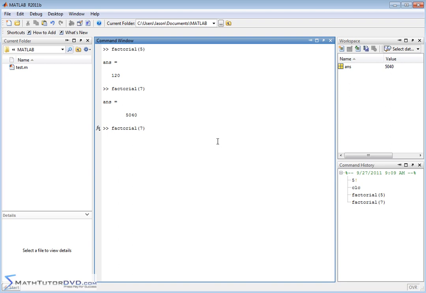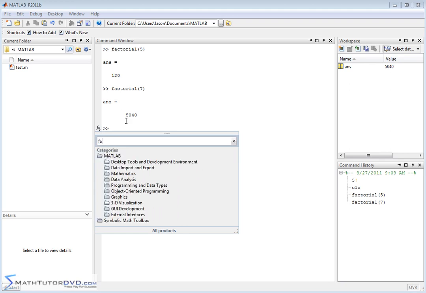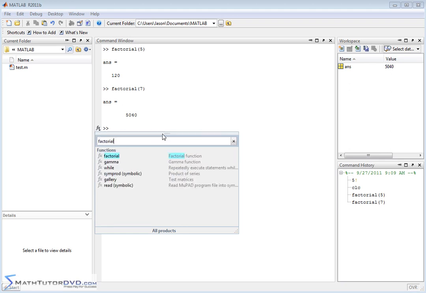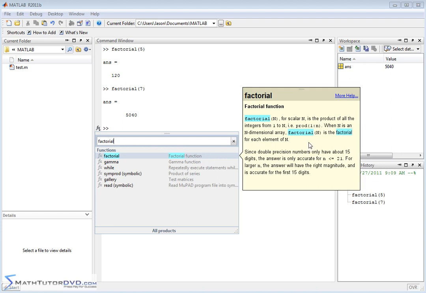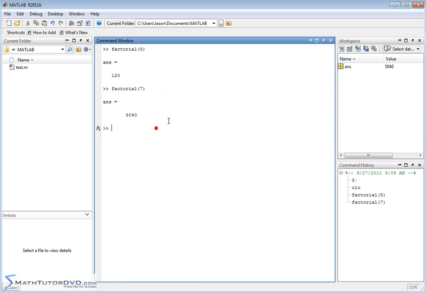It's pretty straightforward. Now that that's out of the way, factorial is not something you'll use all that much, but occasionally when you define sequences and series in calculus, you'll be using the factorial. So this is where you get that information. And if you forget, you can always go here and type in factorial and hover over it, and it'll tell you it's factorial. You pass n, where n is a scalar, which is a number, product on all the integers 1 to n, and it gives you all the information about what exactly it's doing. All right, let me go ahead and clear the screen.